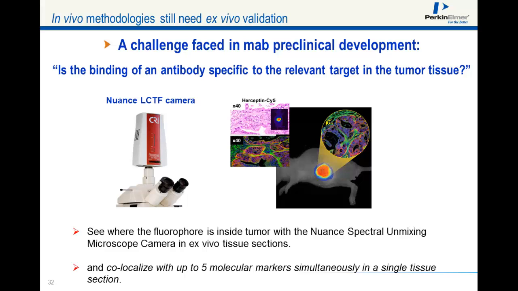Although we can observe accumulation of the fluorescently labeled antibody in the tumor with in vivo imaging, we still need ex vivo validation. With the Nuance spectral unmixing microscope camera, we can not only see where the fluorophore is inside the tumor in ex vivo tissues, we can also co-localize the antibody binding to the antigen with up to 5 molecular markers simultaneously within a single tissue section.